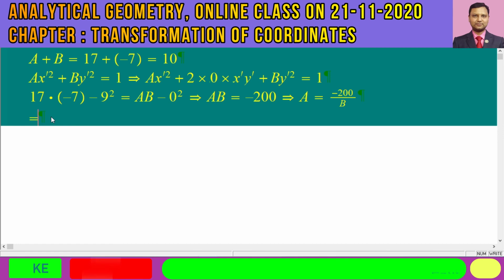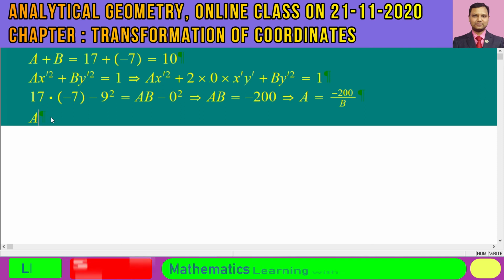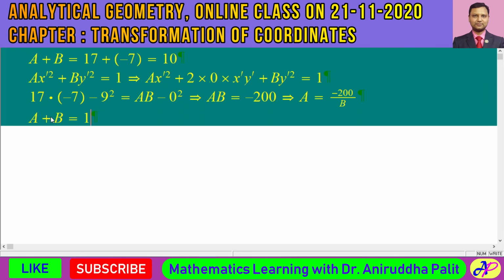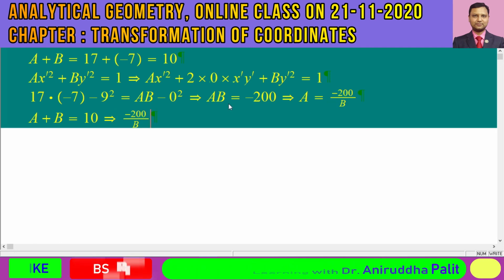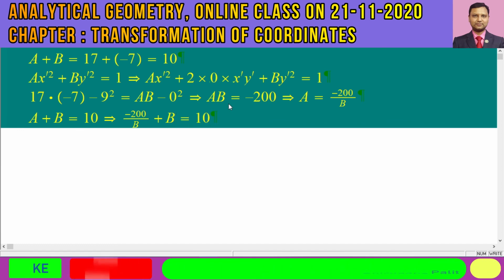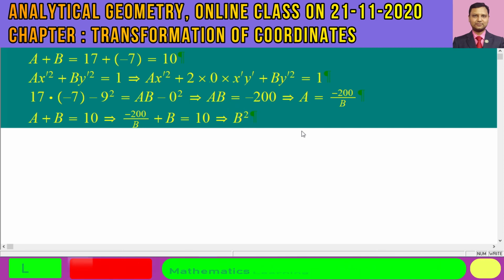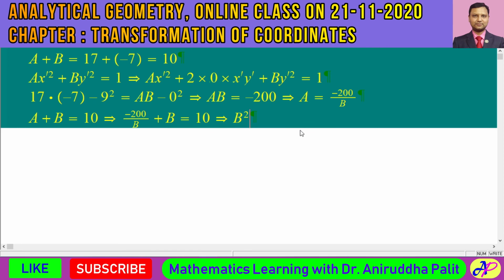In place of a plus b is equal to 10, I'm just putting a is equal to minus 200 by b. So what we get: minus 200 by b plus b is equal to how much? 10. So this would be b square. If I make any mistake, please rectify me. Okay. b square minus 200 is equal to 10 into b.